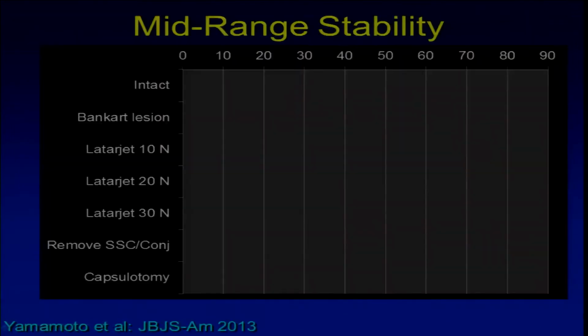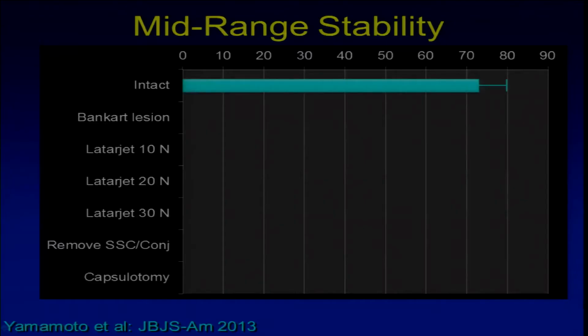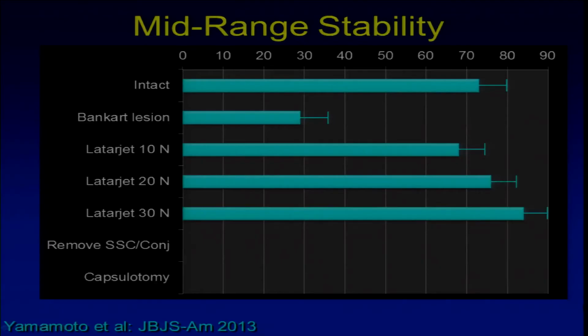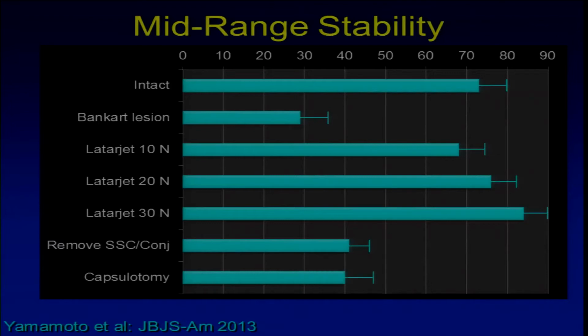So we performed this cadaveric study and found out that in the mid-range of motion, this is the stability of the intact shoulder. After creating a Bankart lesion, the stability decreased. And then we performed Latarjet, and we applied 10 Newton force, 20 Newton, 30 Newton to the conjoint tendon and the subscapularis. As the force increased, the stability increased as well. Then we removed these soft tissues, and then finally we cut the capsule. So in this study, we can say that these are the stabilities provided by the Latarjet procedure, which increased with the increase of the force to the muscles.